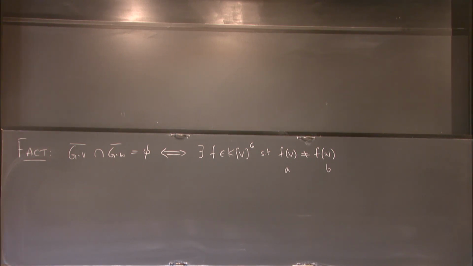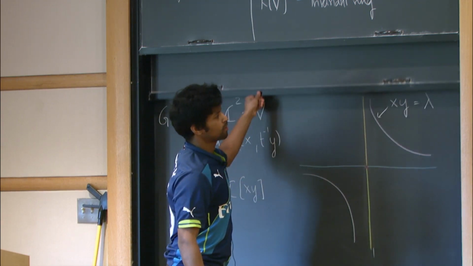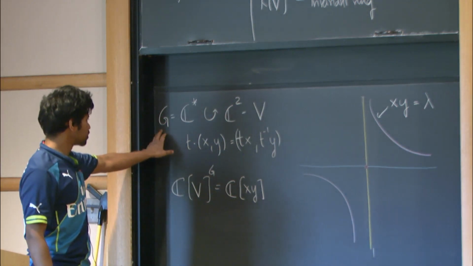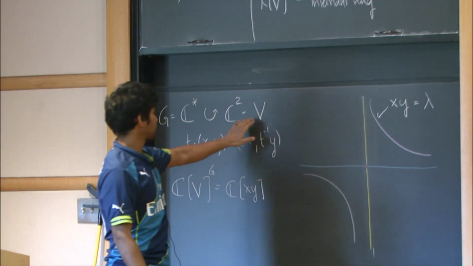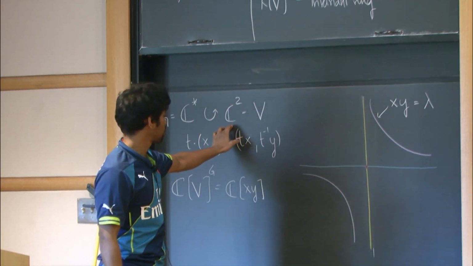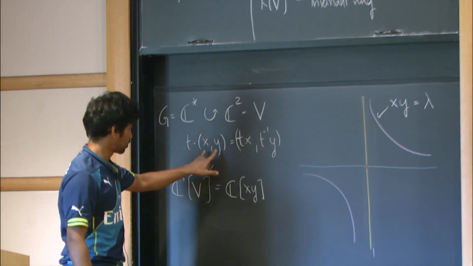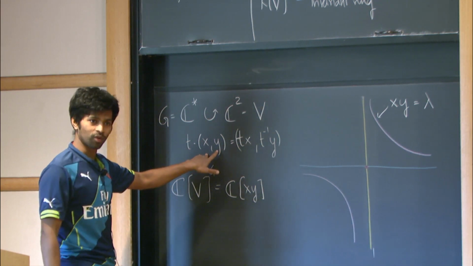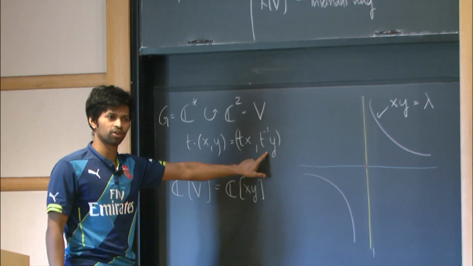So let me not give you the proof of this fact, but let me illustrate what kind of phenomenon we're capturing here. Let me give it to you in this example where my group is just C star, the one-dimensional torus, and my vector space is the two-dimensional complex vector space. If I want to tell you how the group acts on a vector in here, I have to tell you what t applied to (x, y) does, and I'm saying it's going to scale the first coordinate by t and scale the second coordinate by t inverse.